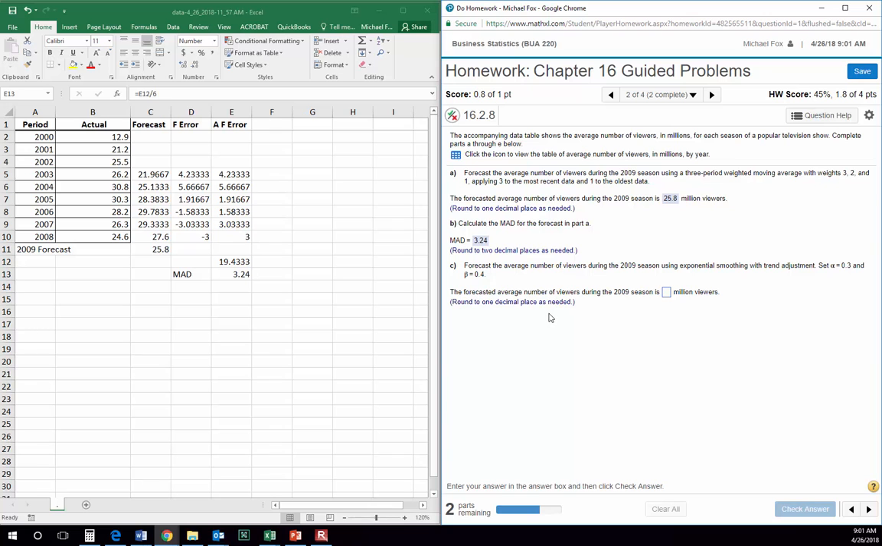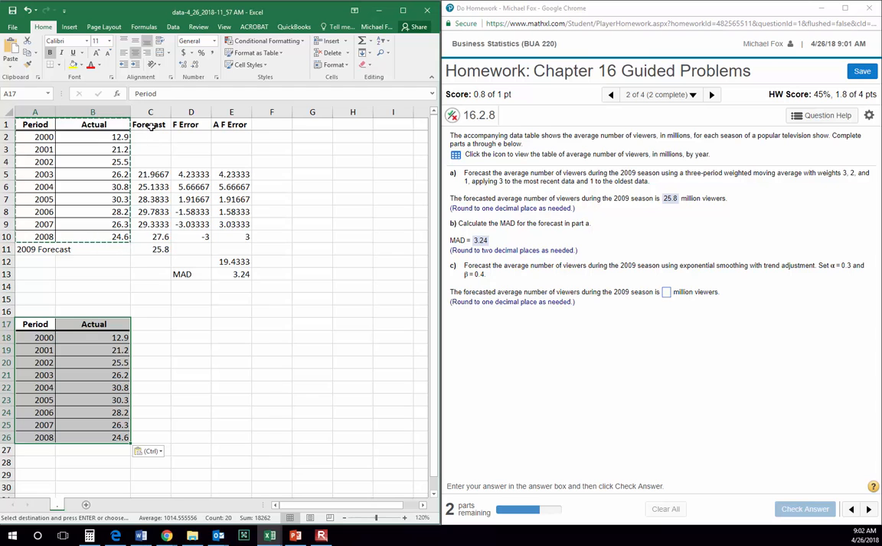Next, they want us to forecast the average number of viewers using exponential smoothing with a trend adjustment. So this is going to be a little different than the others we've done, but a similar concept still. So I'm just going to take the data, bring it down here. And if you look at the table for this, for doing it with a trend adjustment, it's going to be on page 780 in your book. And so now we're going to have our smoothed forecast, our trend, that is different, our forecast with trend, which is called our FIT, and our absolute error.